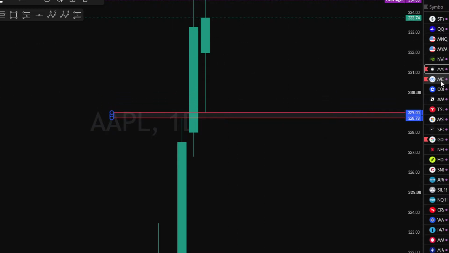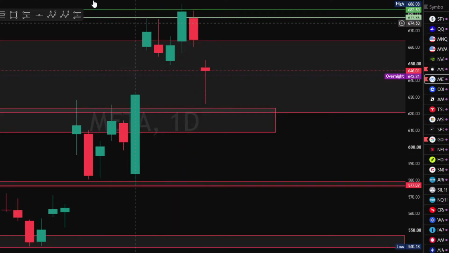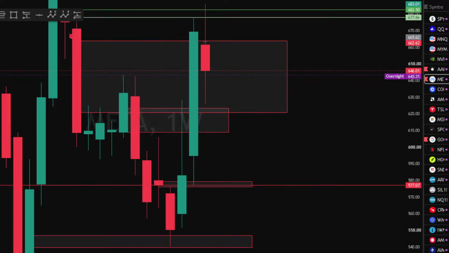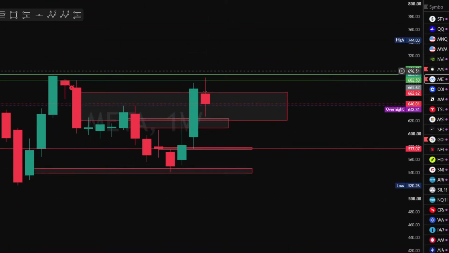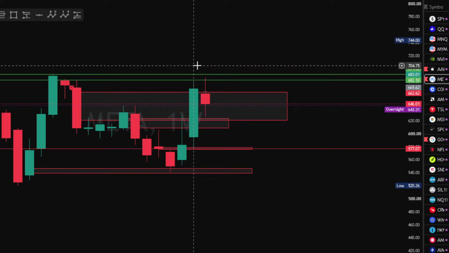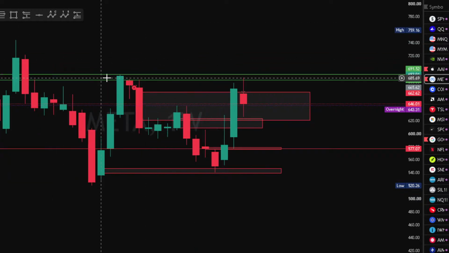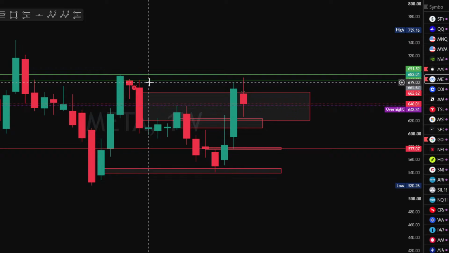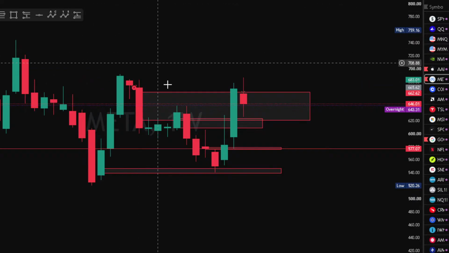We've been on Apple a little too long. Going to the weekly for Meta. And I think last week we were saying Apple and Meta were the main two we were going to have to look at at the beginning of the week. And it just so happened that Apple was the one I ended up going with. Looking at the weekly for Meta. Let's remove some of this stuff.